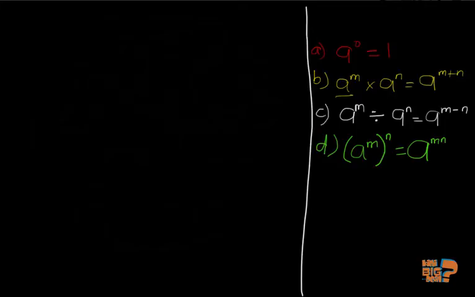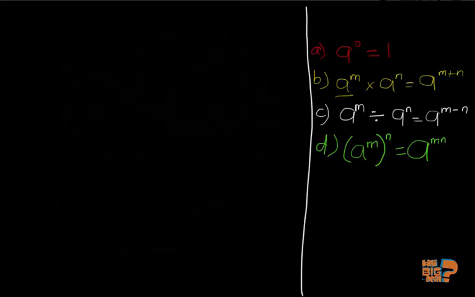A raised to power m times a raised to power n equals a raised to power m plus n. A raised to power m divided by a raised to power n equals a raised to power m minus n. Then D, the green rule: a raised to power m, then everything in bracket raised to power n is equal to a raised to power mn, which means you just multiply the inner index with the outer index. m is the inner index here and n the outer index.